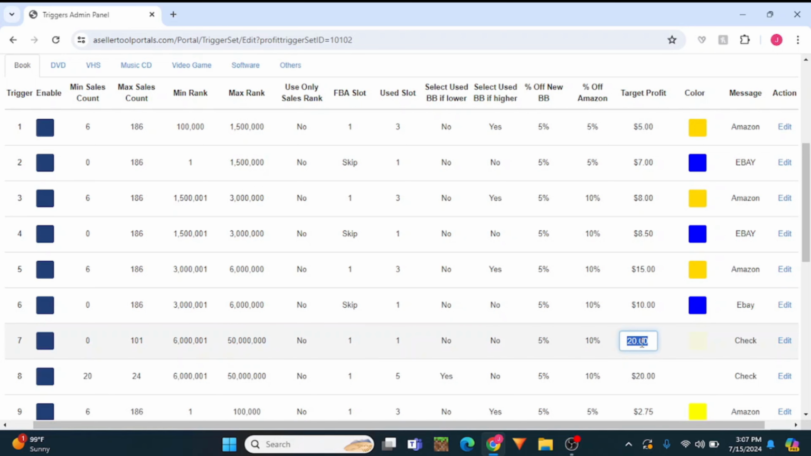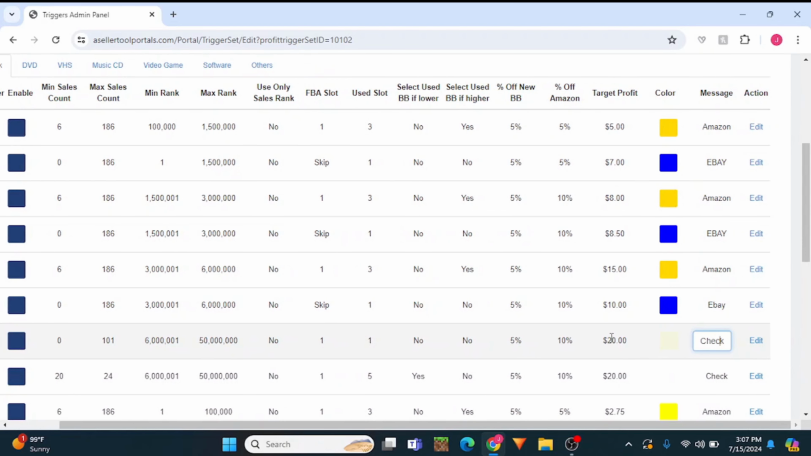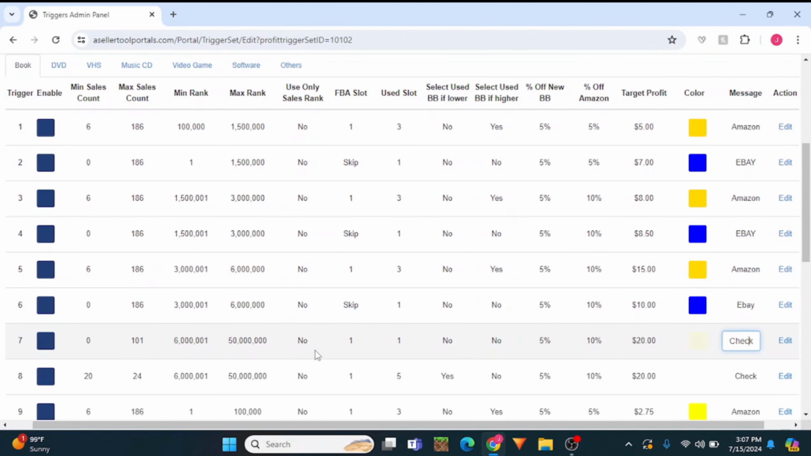I've got a target profit of $20, but notice it turns this white color for me instead, and I've got a message here saying check. This is something I need to look at closely. Like, is this just a book that's way overpriced on Amazon and so it hasn't sold and it could sell really good on Amazon, or what's going on here? There's something weird going on with this book is usually the situation.